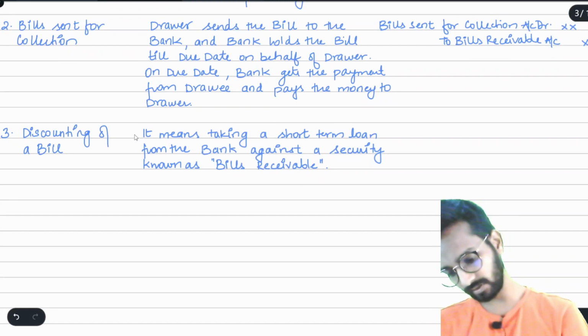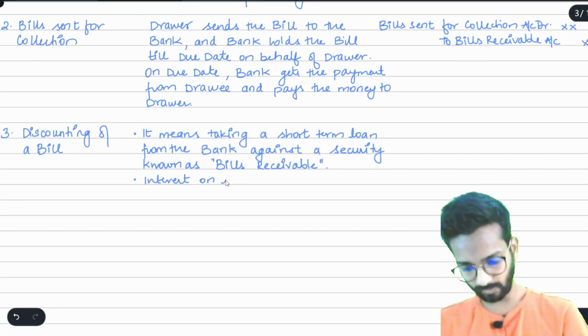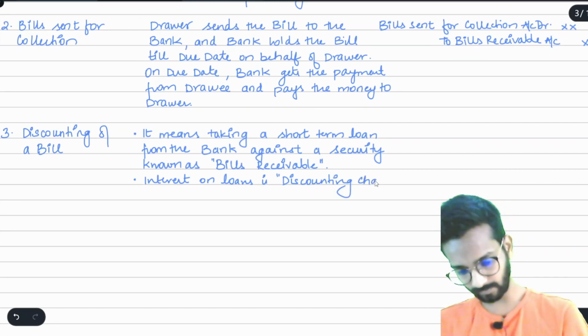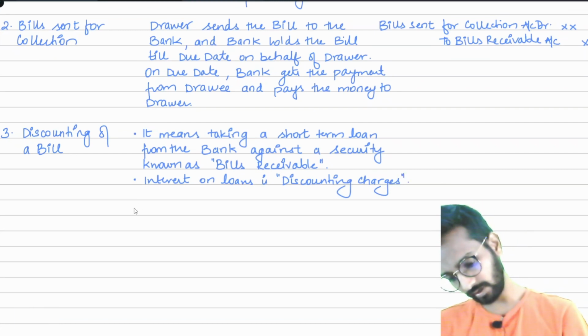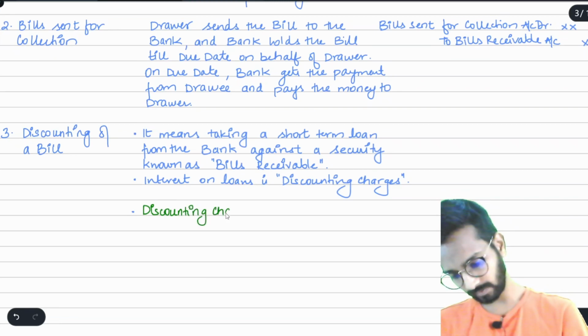Remember, what is the next point? The next very important point is interest on loan is the discounting charges. Now you will say, sir, how will we calculate the discounting charges? Very simple. Discounting charges, or you can say interest charges.